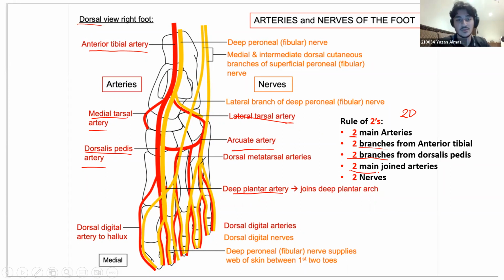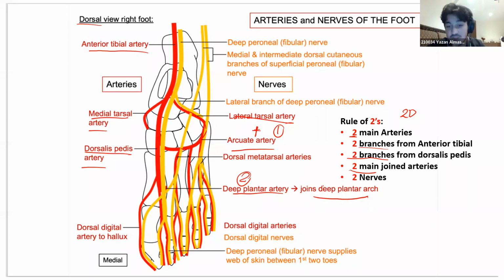So what do you mean by 2 main joint arteries? 2 arteries that are joining together. So what are these arteries? As you can see here, the arcuate artery is joining with the lateral tarsal. So these 2 are the first joining. And the second joining here is the deep plantar artery joining with the deep plantar arch.